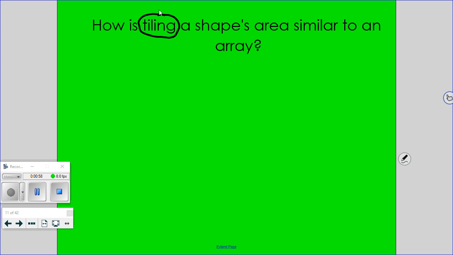Grayson, what's tiling? Tiling is using a rectangle to fill in a shape. Do you think you can see tiles when you're tiling? Yes. Oh, yes. That's where that word comes from. You have the square or rectangle tiles. I'm going to put tiles in quotation marks because a lot of times they might just be squares on a graph paper. They might be rows and columns, but there's some kind of tile shape.